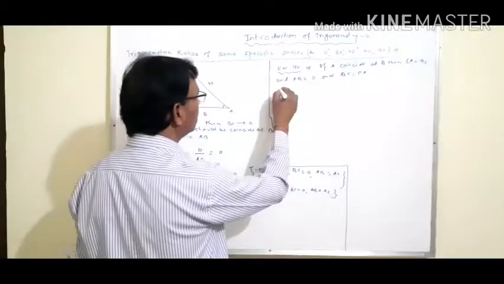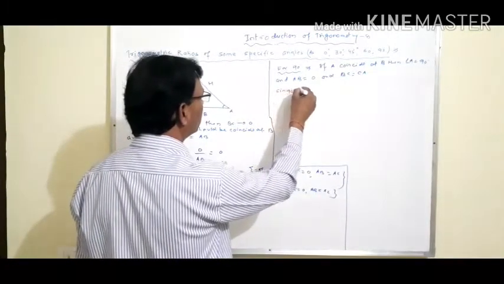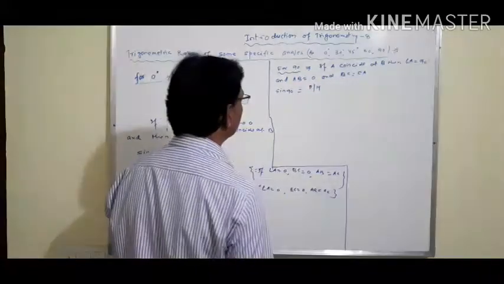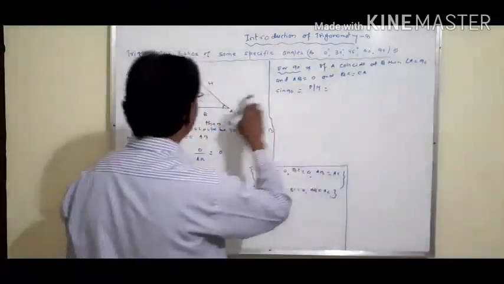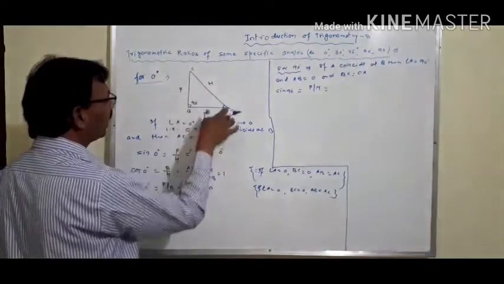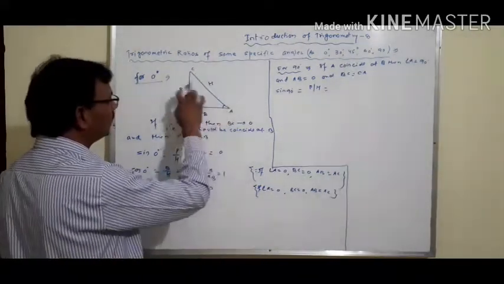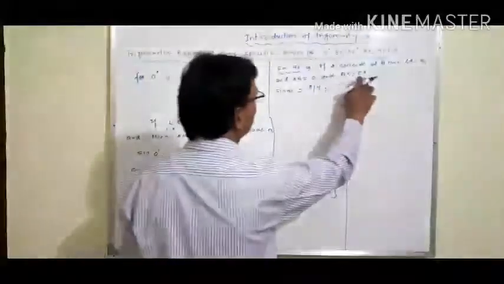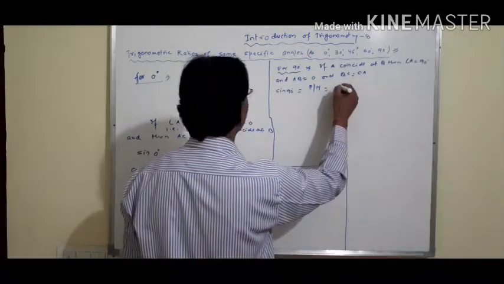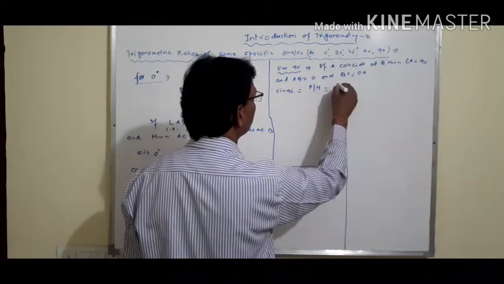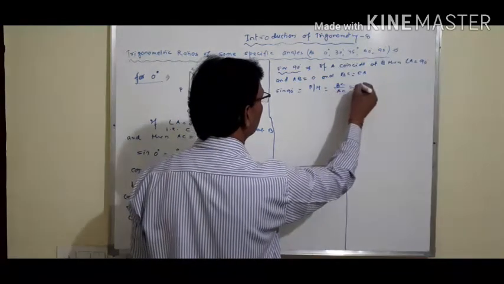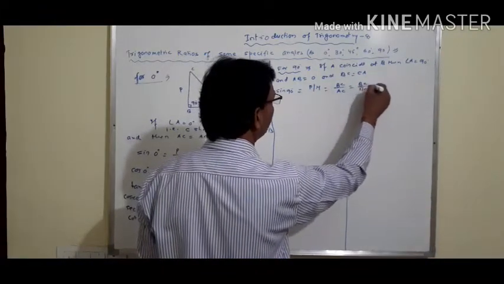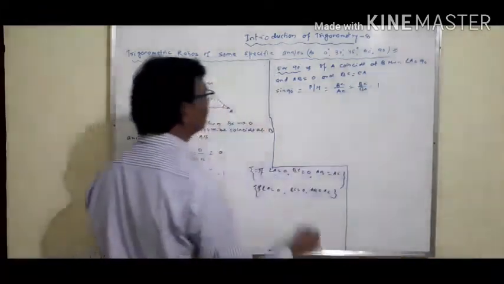Take first sine of 90. Sine of 90 means perpendicular upon hypotenuse. In this situation, perpendicular is BC and hypotenuse is AC. BC and AC are both equal here. So this will be BC upon AC, and since both are equal, BC upon BC equals 1.